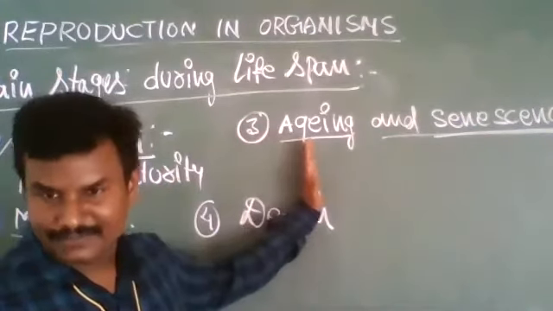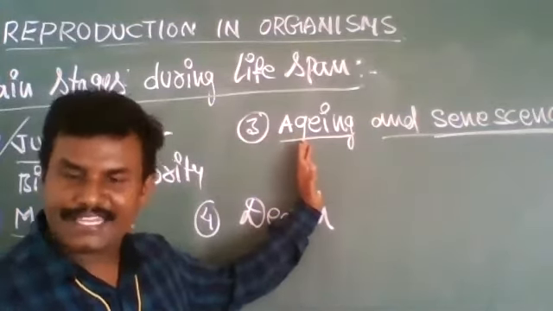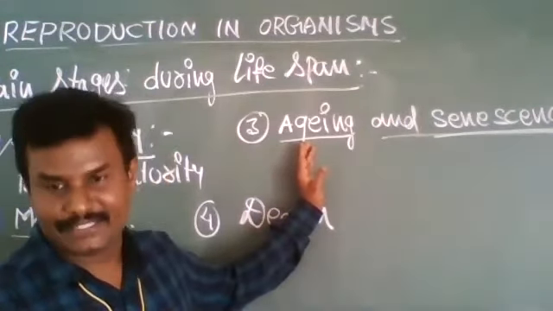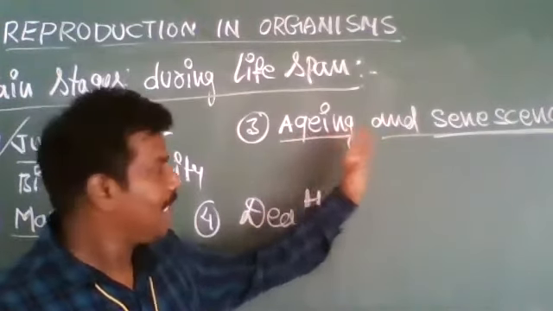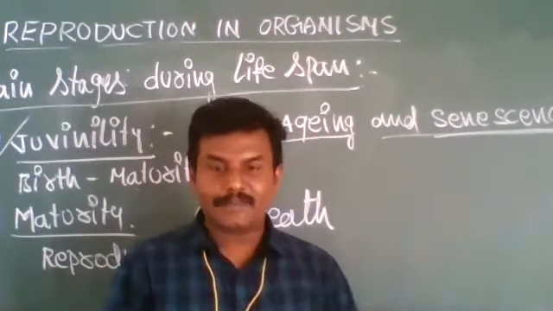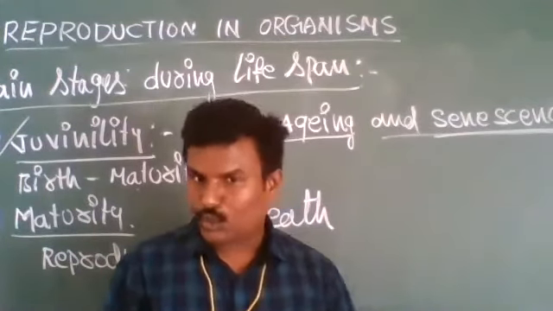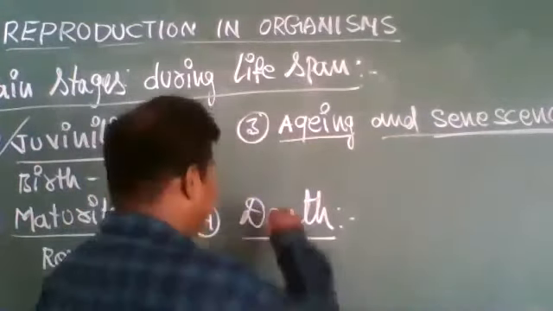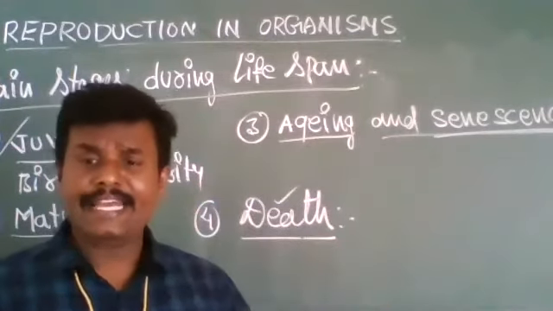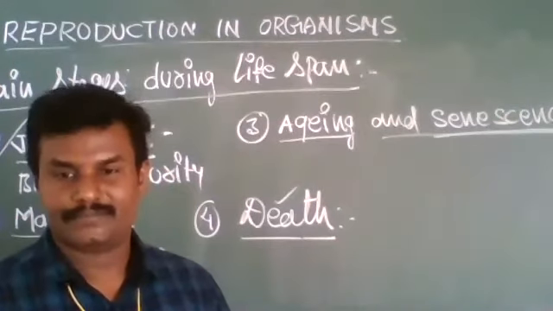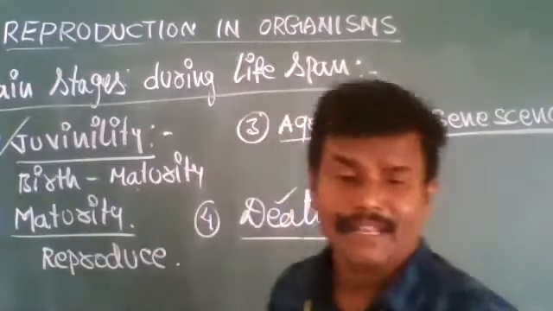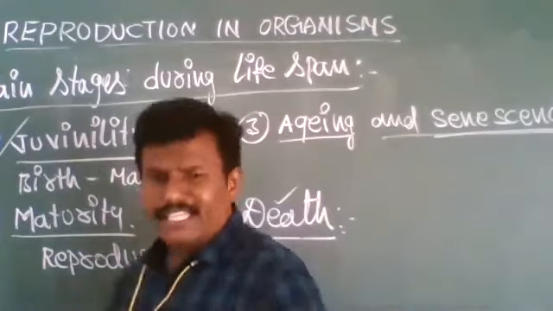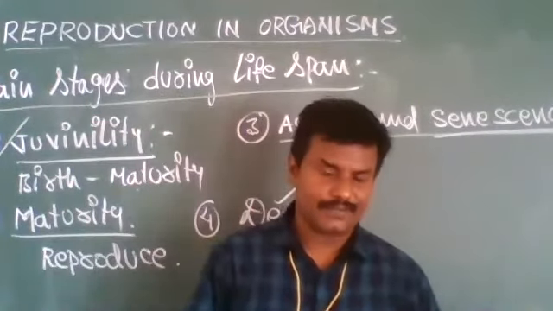After maturity begins aging. After a certain age, all the body's metabolic activities gradually decrease. This is called aging. And senescence means the terminal irreversible stage of aging. Next, the final one, death. Aging and senescence finally lead to death. It is an inescapable biological event of living organisms. That is called death. Death is a certainty in all living organisms.